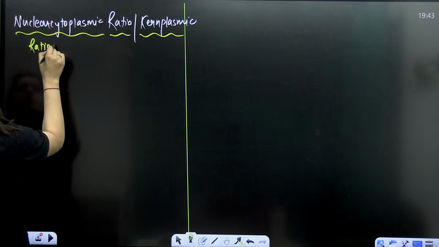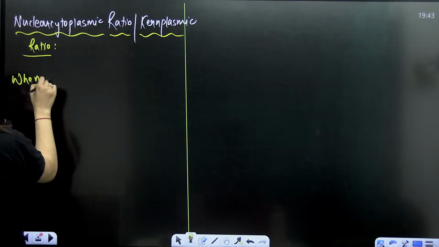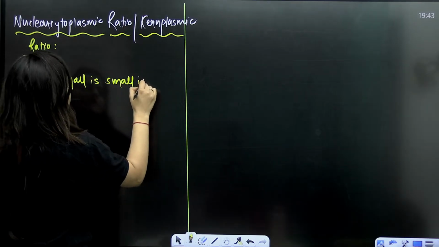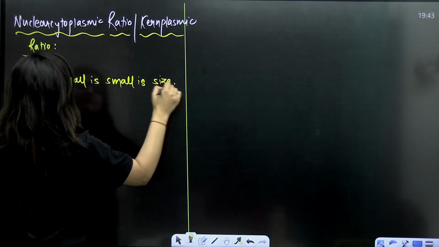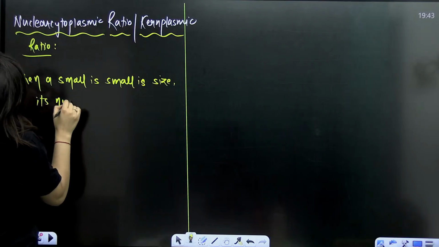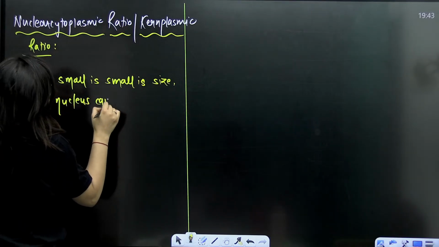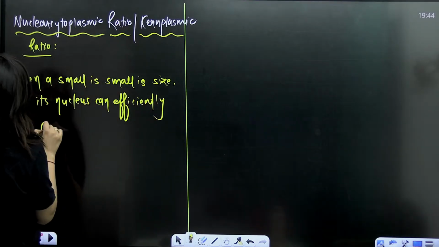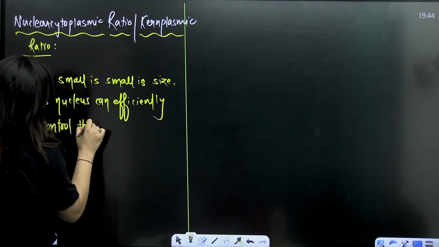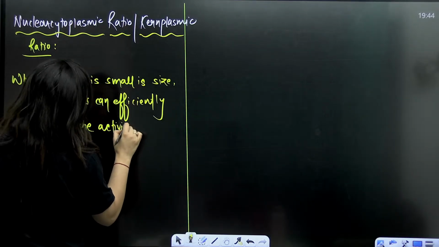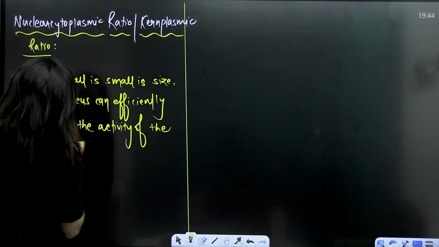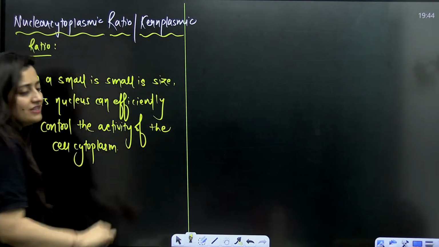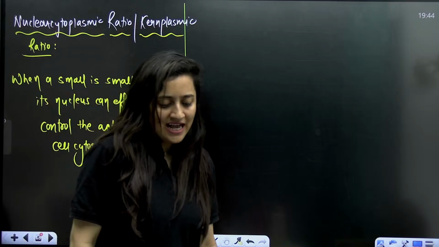When a cell is small in size, its nucleus can efficiently control the activity of the cell cytoplasm. Yes or no? Are you making the notes, guys?